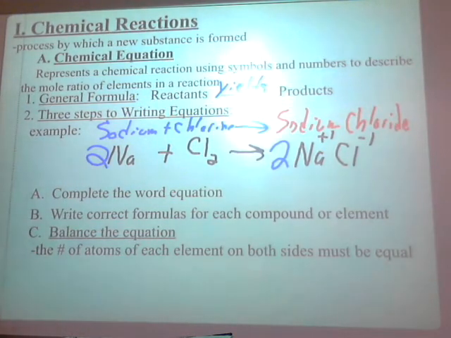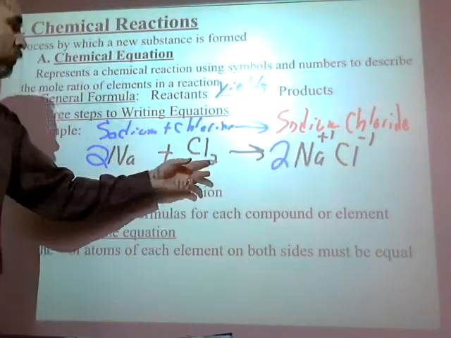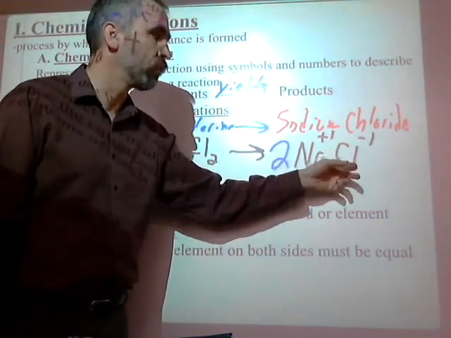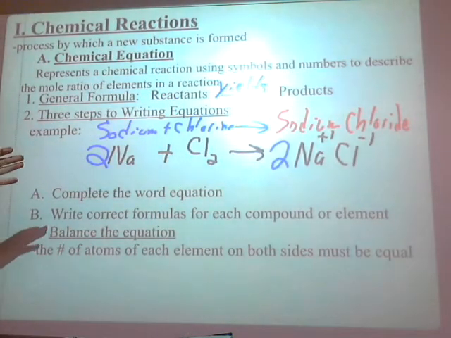Is everybody balanced now? Yeah. I've got 2 sodiums here, 2 sodiums there. 2 chlorines here, 2 times 1 is 2 chlorines there. You distribute like you always do. That's correct. That's all you have to do.